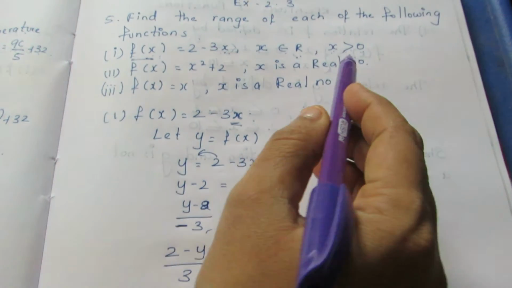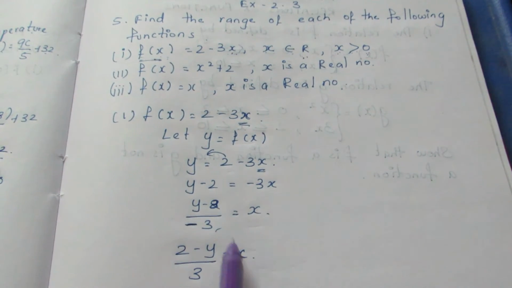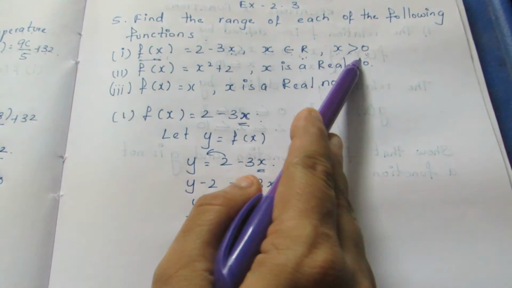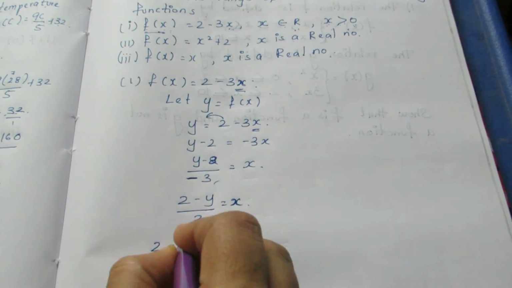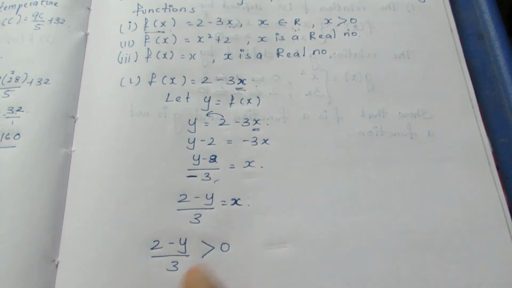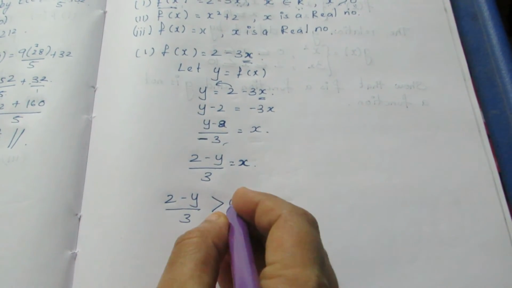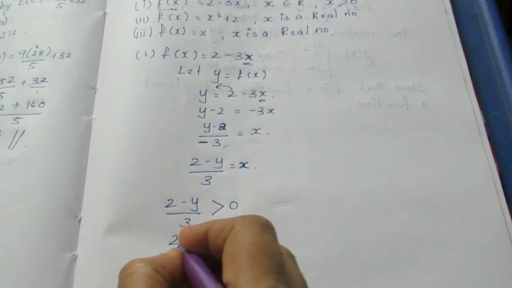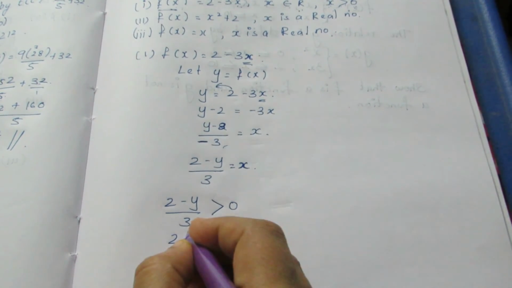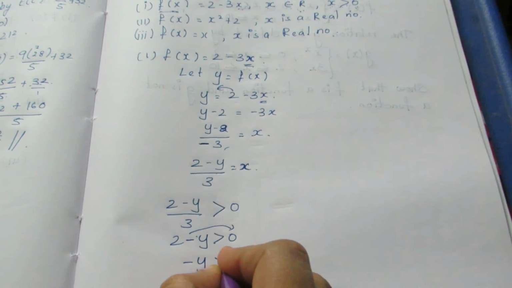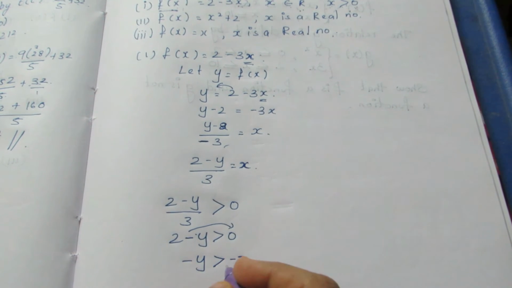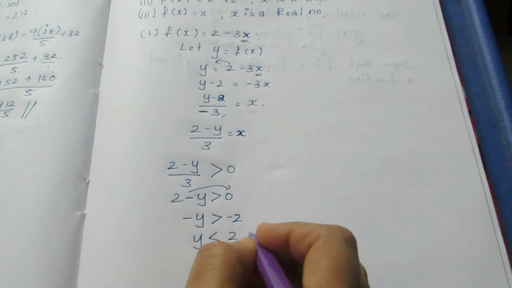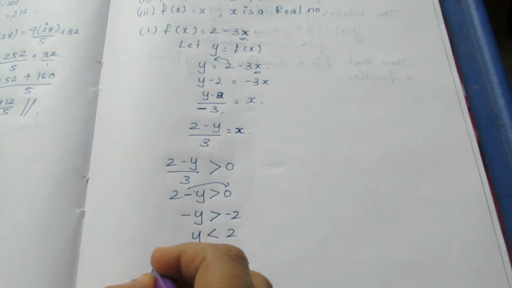Here they have given that x is greater than 0. So this is your x value. Instead of x, substitute this value, greater than 0. So 2 minus y by 3 is greater than 0. Bring 3 to this side. 0 into 3 will become 0. So 2 minus y is greater than 0. I am going to bring 2 to that side. So minus y is greater than minus 2. To change the sign of minus, change the sign of everything, and you need to change even this sign: y is less than 2. Here we have y is less than 2.